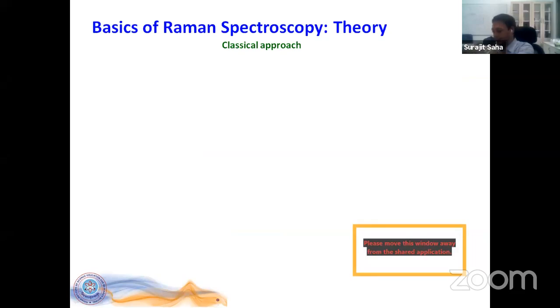Now, let's try to understand this model a little bit. So I'm going to discuss the classical approach. One can also have the quantum mechanical approach.